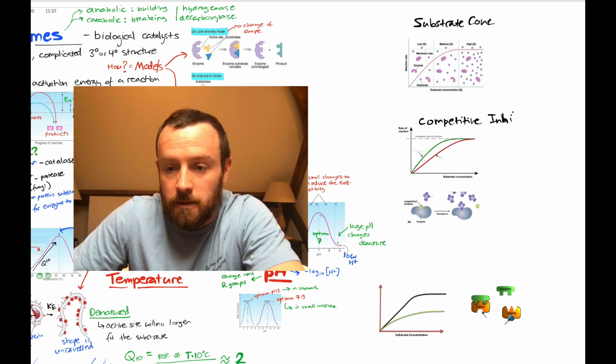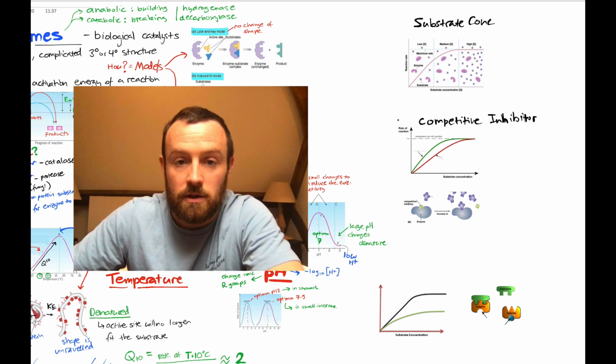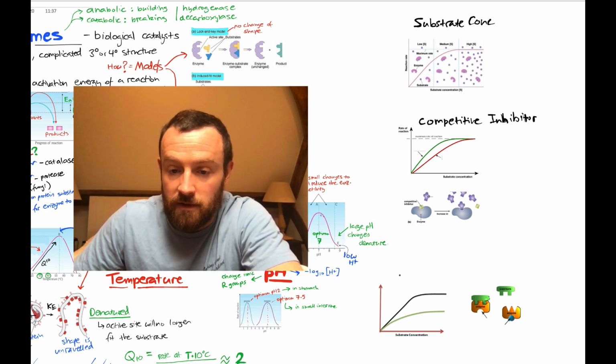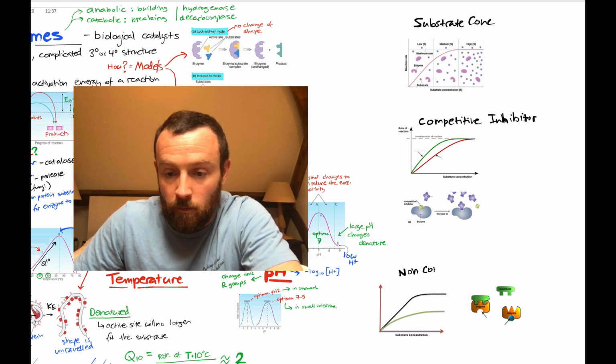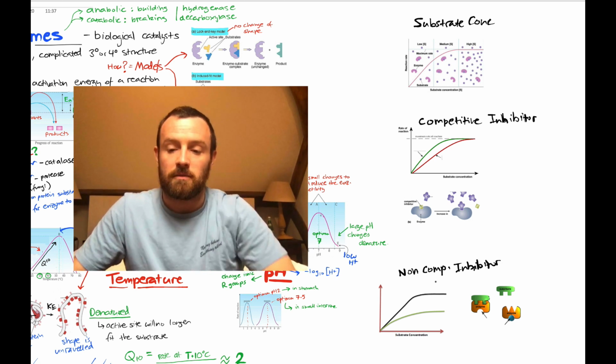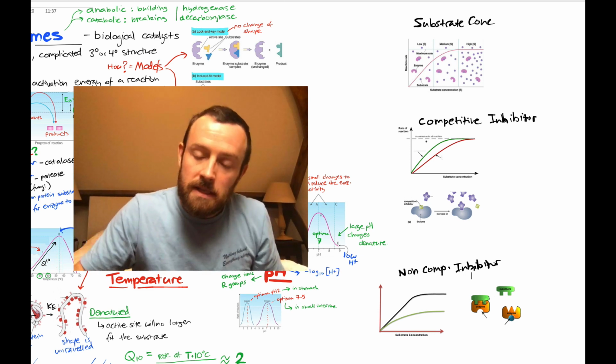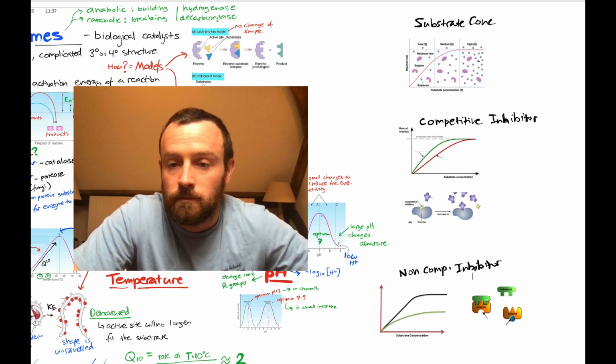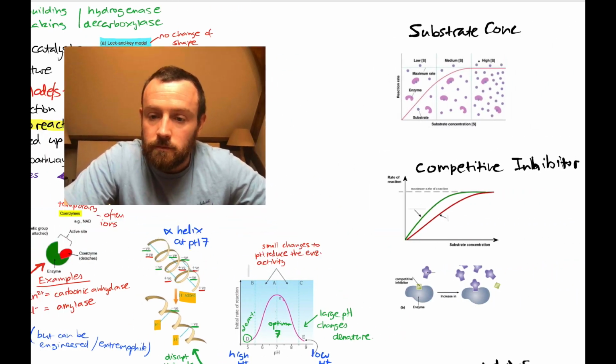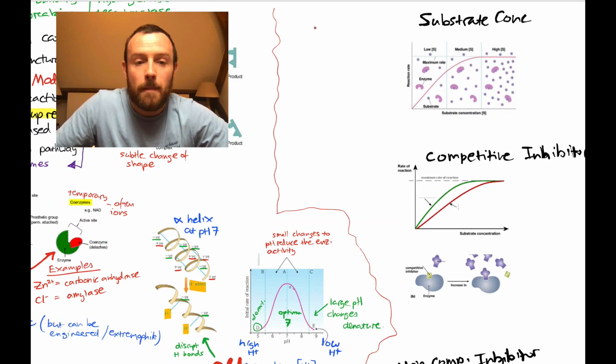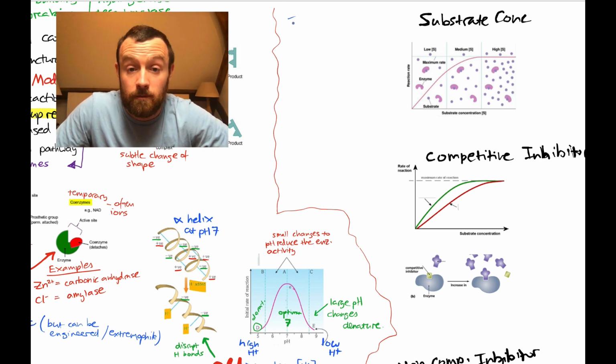Inhibitor. And the bottom one here is going to be a non-competitive inhibitor. Inhibitor. Can't write inhibitor today for some reason. So now let's zoom in and let's look at the top one. So first one, if we increase the substrate.